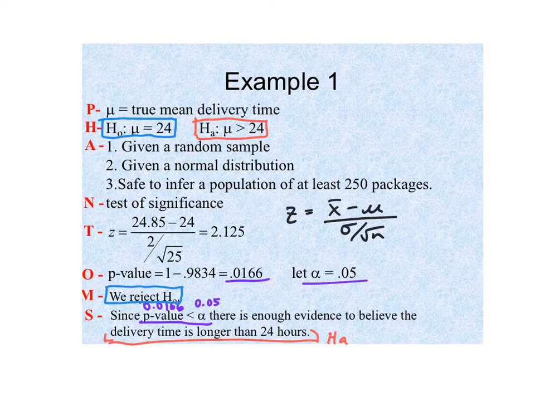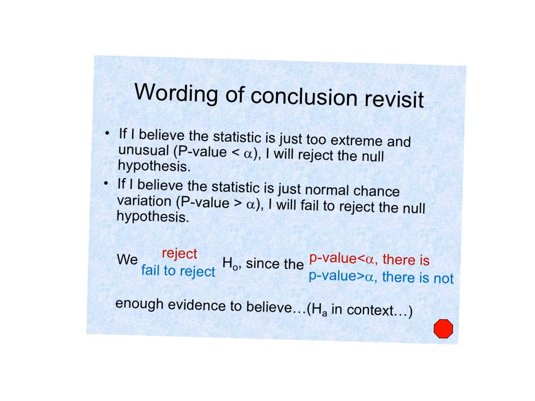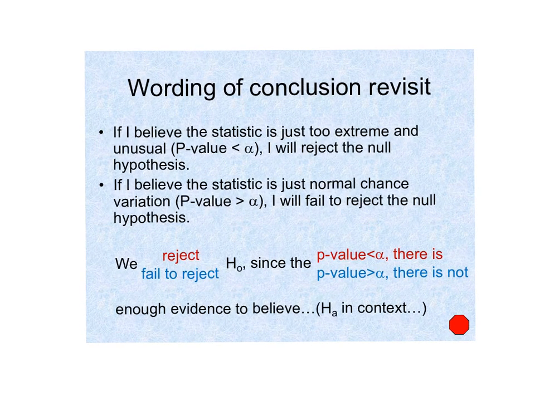All right, and the last thing I want to go over is just how to reword the conclusion one more time. I put this last slide there as a template. There are two conclusions I can make. If I believe the statistic is just too extreme and unusual, then I will reject the null hypothesis. If I believe the statistic is just a normal chance variation, I will fail to reject the null hypothesis.